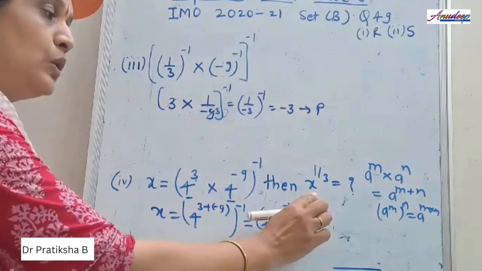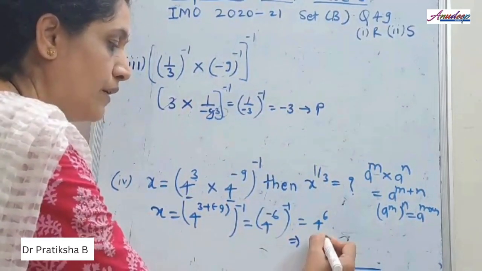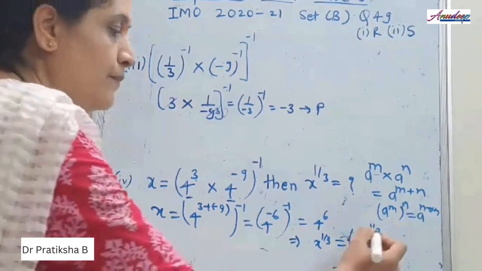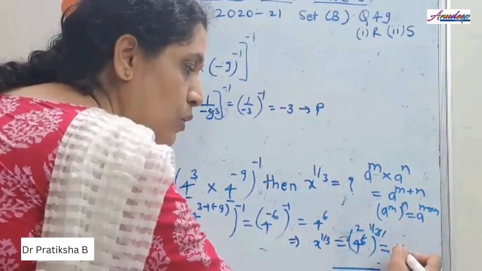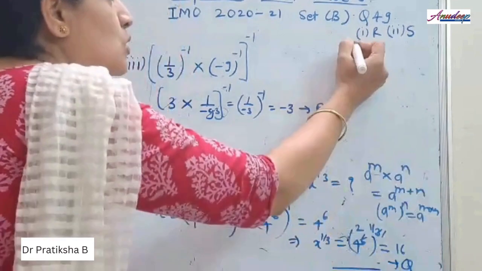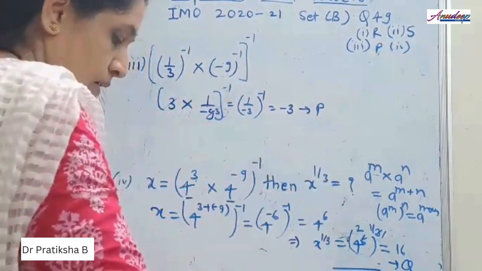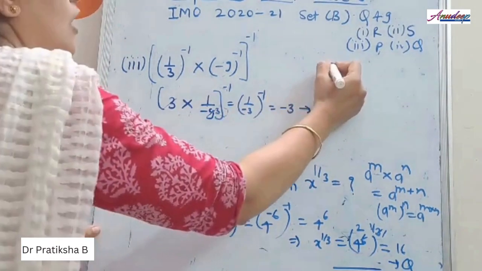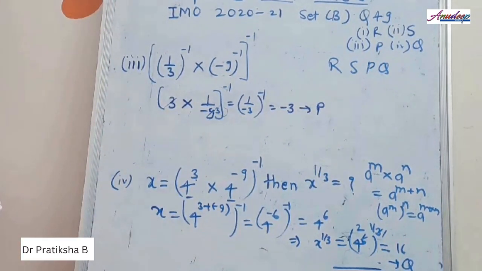Now we need to find out the cube root of x. So taking the power of both the sides, this implies x to the power 1 by 3 will be equal to 4 raised to 6 to the power 1 by 3. So 3 ones are 3, 3 2s are 6. So 4 raised to 2, that is 4 square, giving you answer as 16. And the answer that matches from the column is Q. So for the third, the answer is P, and the fourth one, the answer is Q. So the answer that has the options R, S, P, Q is the answer for the question given to you.